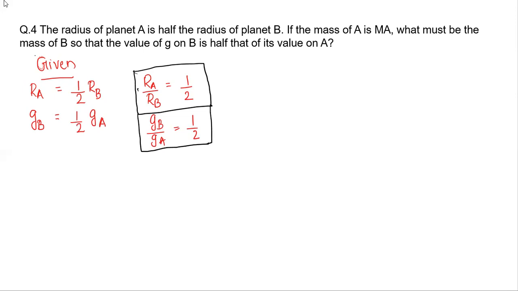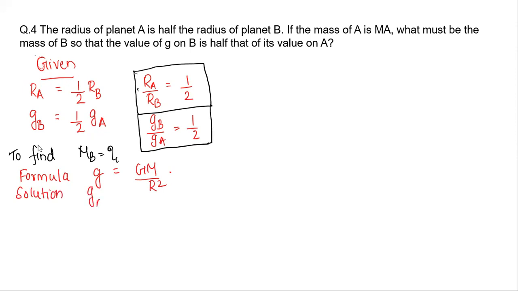Okay, now we know that formula for G. We will write first what to find out. To find MB. Okay, we know the formula for acceleration due to gravity. What is the formula? G is equal to Gm upon R square. Okay, solution. For planet A, we can write Ga is equal to Gma upon R square A. Why am I not writing A for capital G? Because it is a universal gravitational constant. Its value will be the same everywhere.